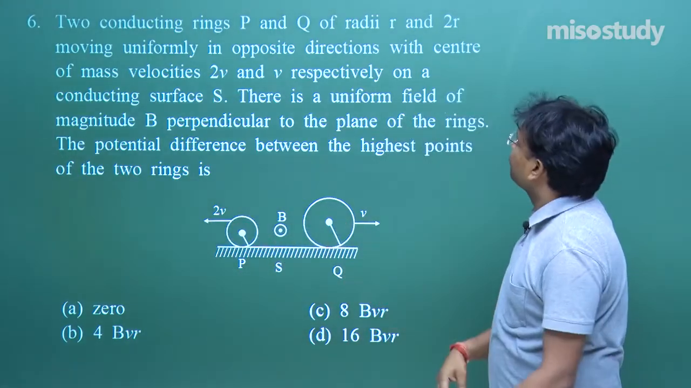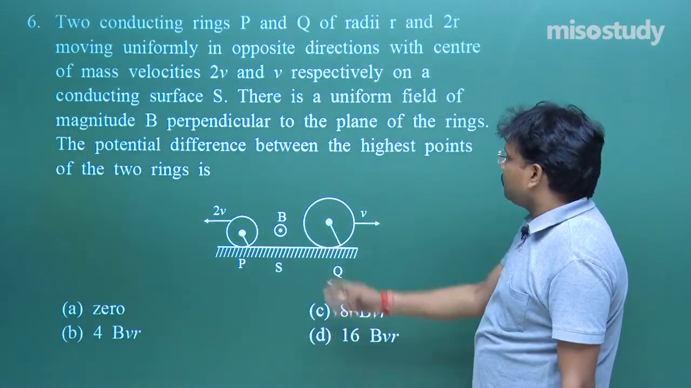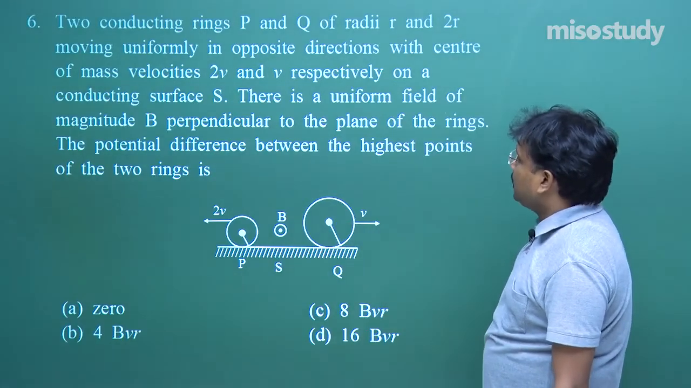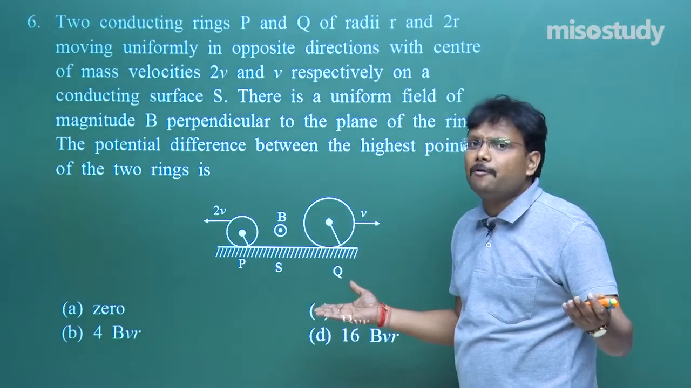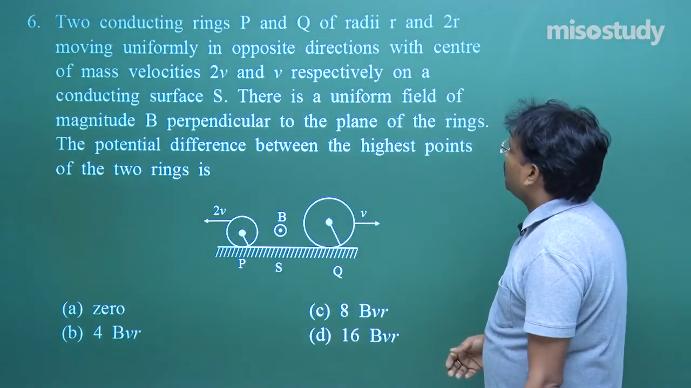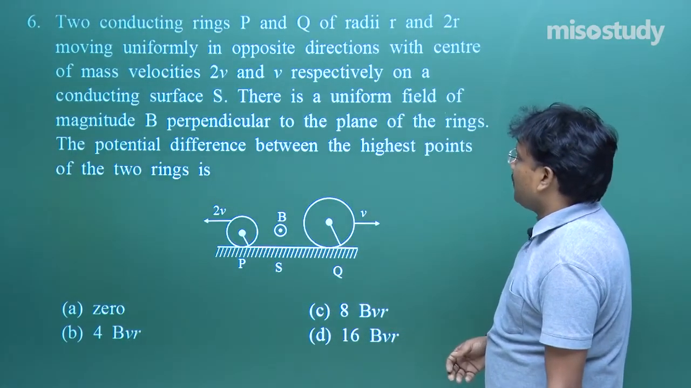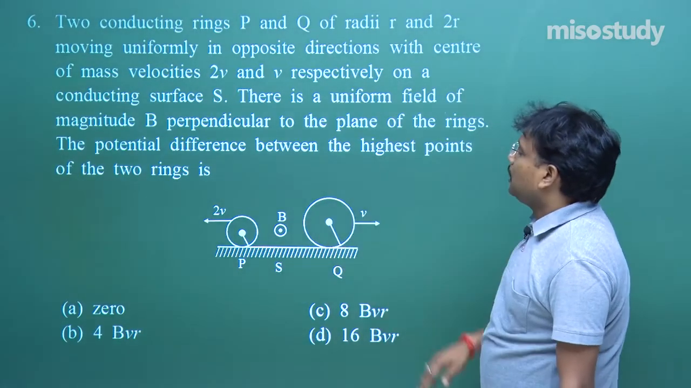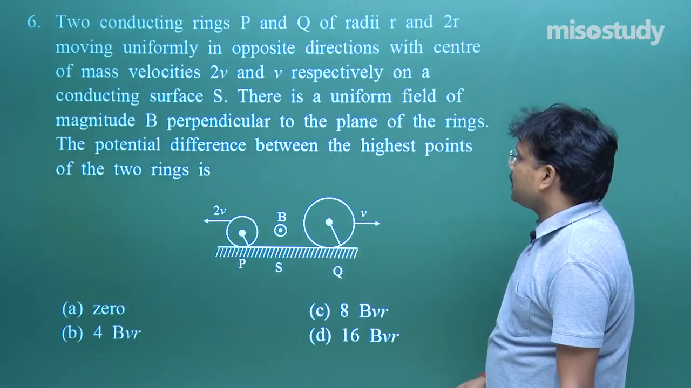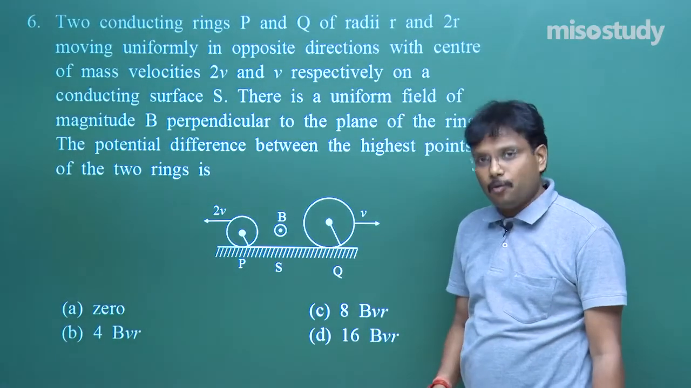Two conducting rings P and Q, of radius R and 2R, are moving uniformly in opposite directions with center of mass velocities 2V and V on a conducting surface. This PSQ surface is a conducting surface, let us say it is made up of copper or something like that. There is a uniform field of magnitude B perpendicular to the plane of the rings like this. The potential difference between the highest points of the two rings is how much?